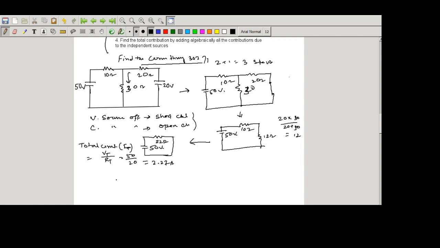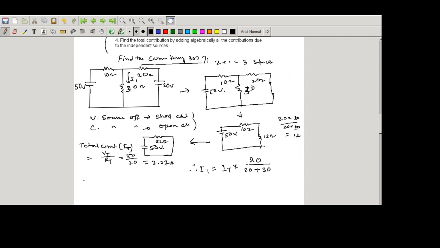Now, as per the question, if we want to calculate the current which runs through the 30 ohm resistance, that current we can consider as I1. So I1 will equal the total current IT, multiplied by the opposite branch resistance divided by the opposite branch resistance plus the current branch resistance. So this is the rule for current division.